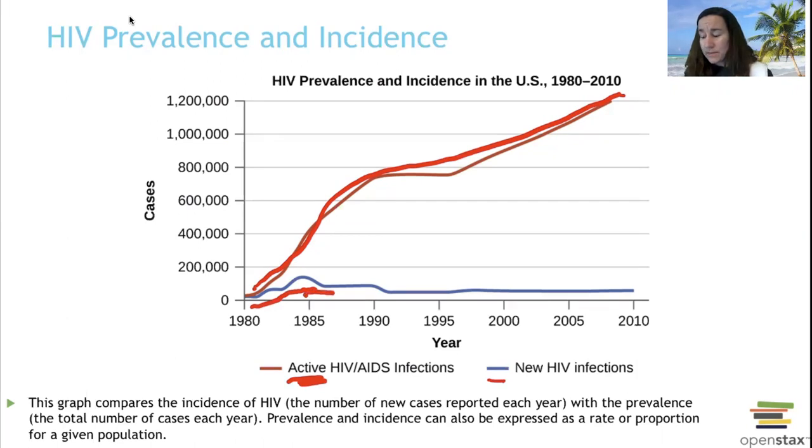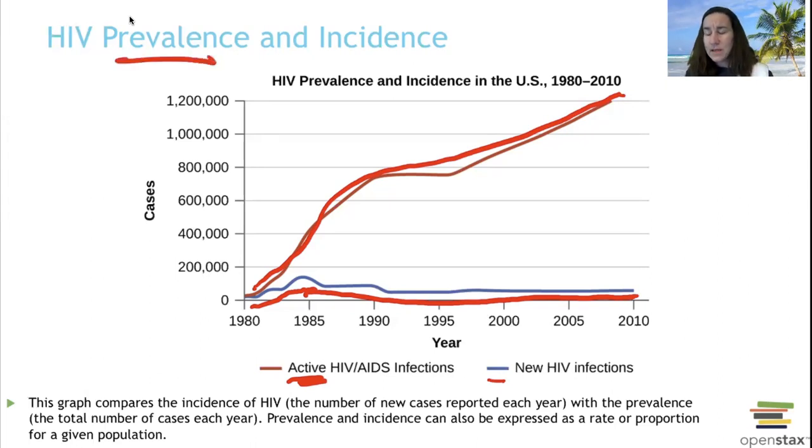So we can see that the blue line is way down here. Thank goodness for that. So the number of new cases is not continuing to go up. It has dropped and it stays at a base level, which is great news for this disease.